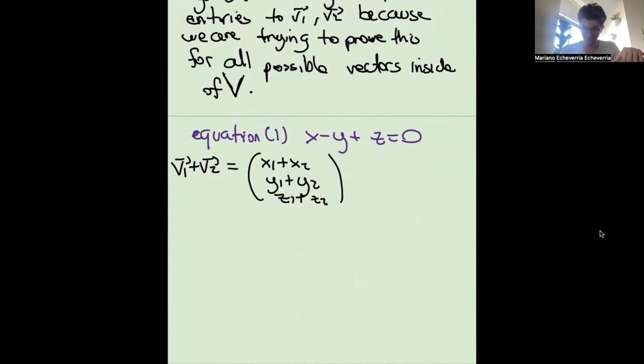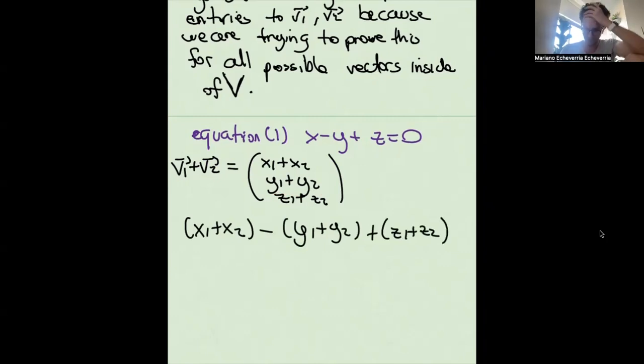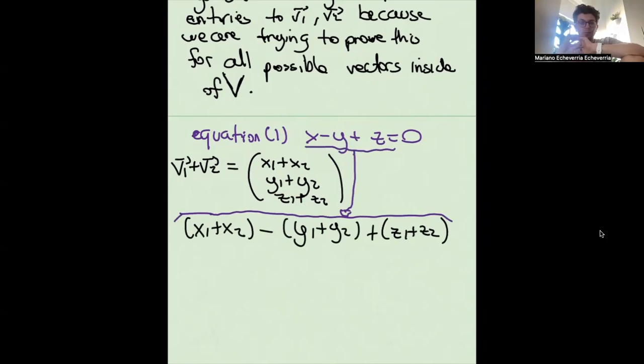So what I'm trying to say is that we have to do x1 plus x2 minus (y1 plus y2) plus (z1 plus z2). Is that making sense? So that's what this corresponds to. Is that okay with everyone? Are there any questions about this? Again, that's one of the most important parts in this problem.